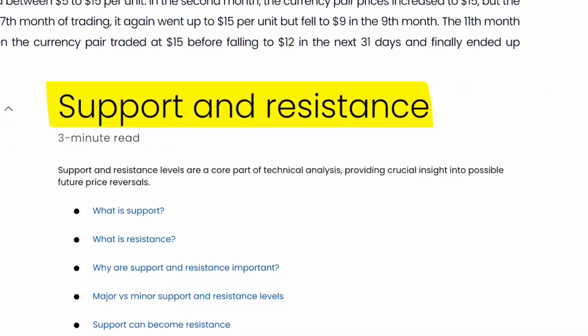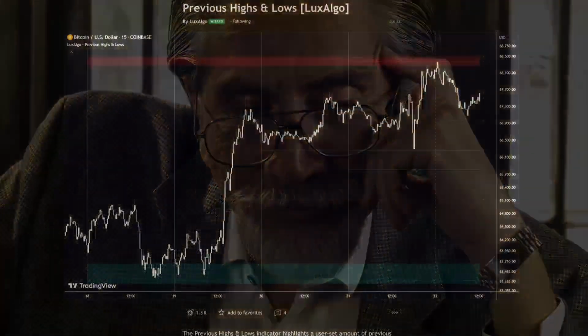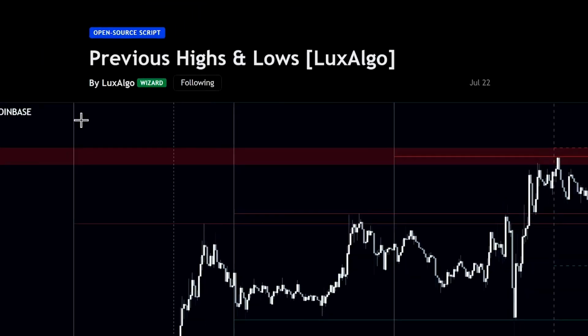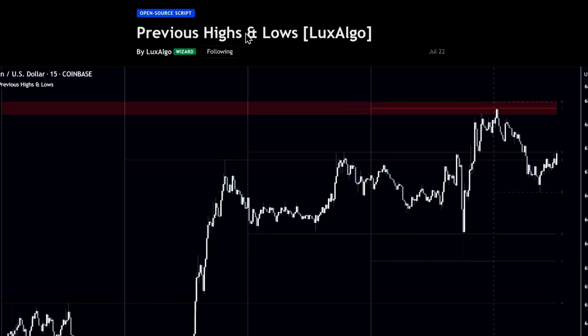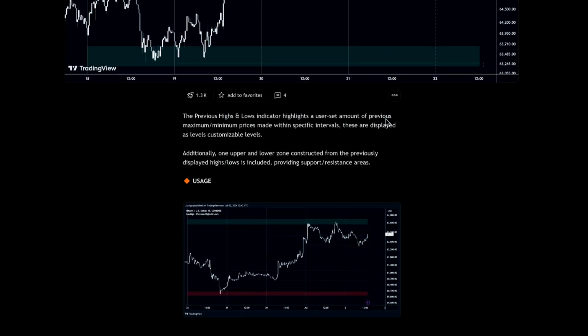Support and resistance have often been considered beginner-level trading tools, but what if I told you there's an innovative way to use support and resistance levels that's far superior to the conventional method? Today, I'm going to introduce you to a strategy that utilizes previous session highs and lows as your key levels.